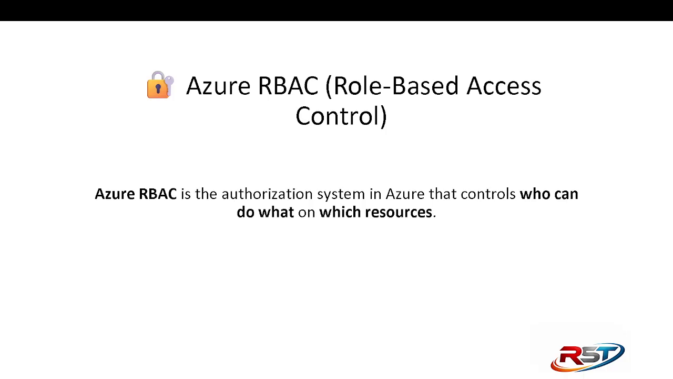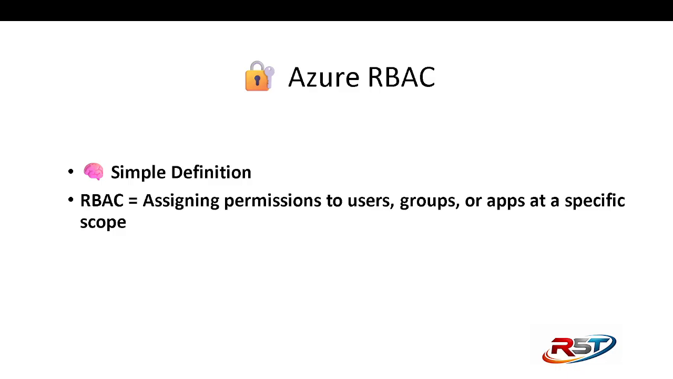Azure RBAC is the authorization system in Azure that controls who can do what on which resources. Which resources means that is scope. Who can do what means roles, RBAC roles. So a simple definition: RBAC is equal to assigning permission to users, groups, or apps at a specific scope.